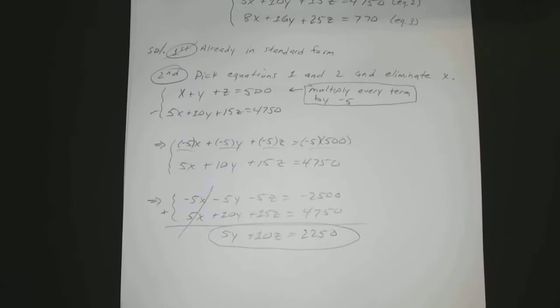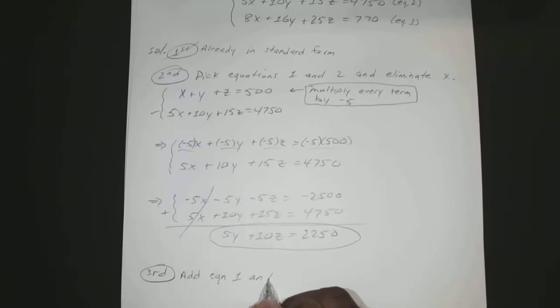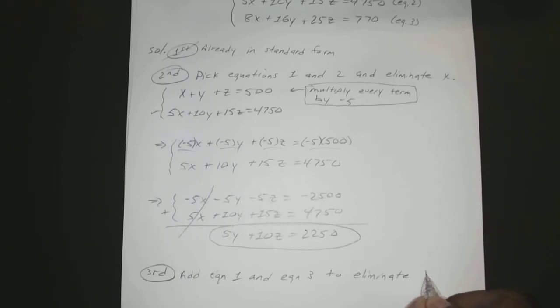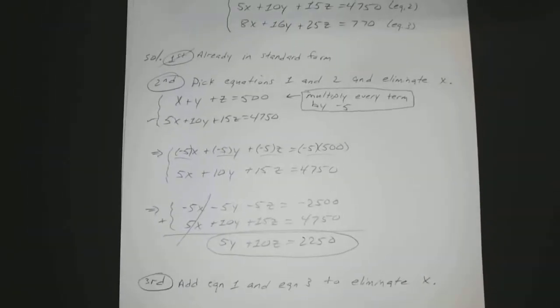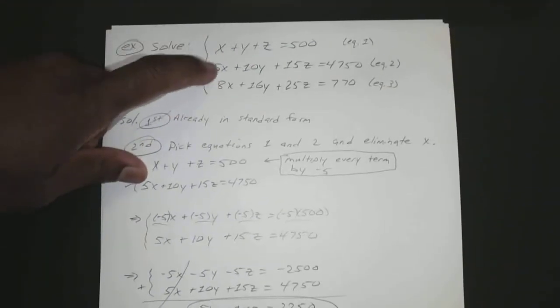Okay. So now you pick another two, either 1 and 3 or 2 and 3, and you do the same thing. Okay. So let's say we add equations 1 and 3. Make sure that's clear. We'll eliminate the x from equation 3. So remember, you have to multiply every term in equation 1 by -8 in order to get rid of the x.